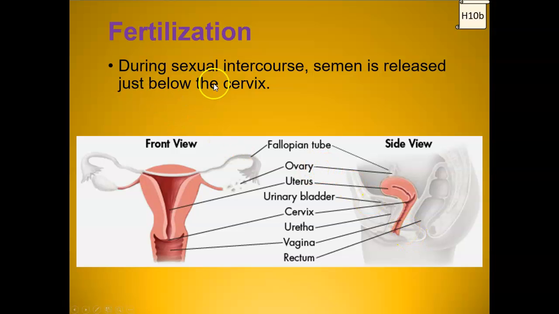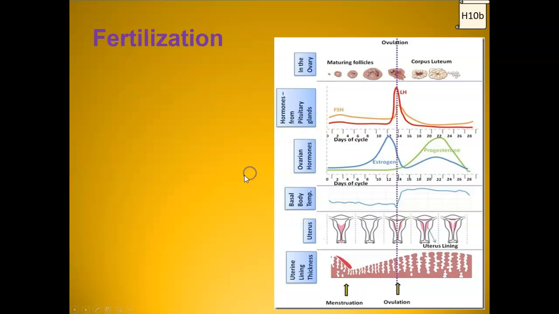During sexual intercourse, semen is released just below the cervix. Here's the vaginal passageway, and this is the cervix, the bottom part of the uterus. This is where the semen is released, and then the sperm in the semen will make its way through the opening of the cervix up into the uterus, and then eventually through the fallopian tubes out to meet the egg there.